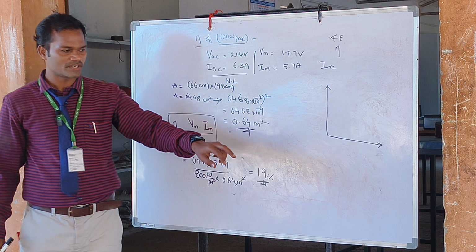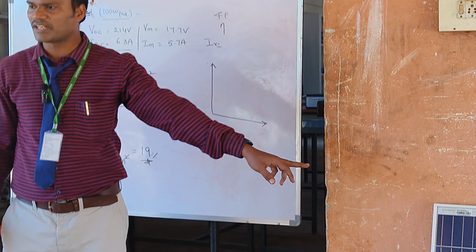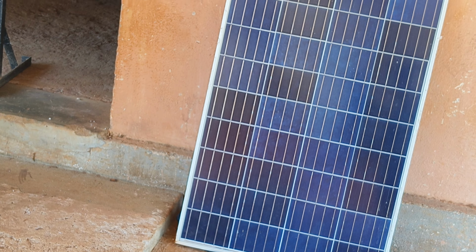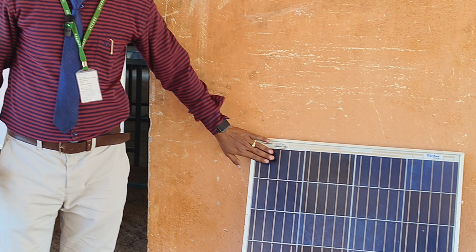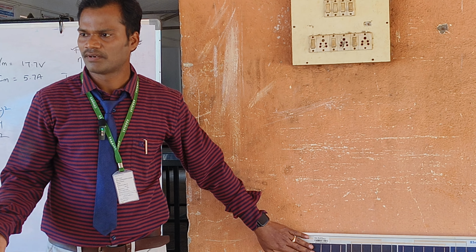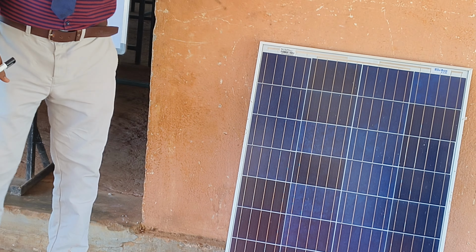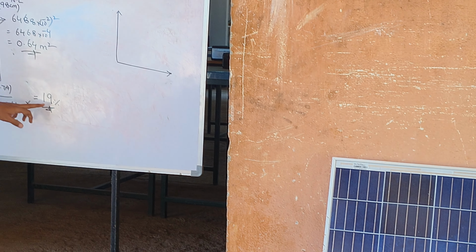So 20% means is it a very good panel or a bad panel? It's a good panel. Why? Because it is manufactured with which type of cell? Polycrystal. Polycrystal will have the maximum of 70. It was bought 5 years back, and this lab was erected 5 years back. Now we are testing the efficiency of this panel in which year? The 6th year. In the 6th year also it is able to give how much?